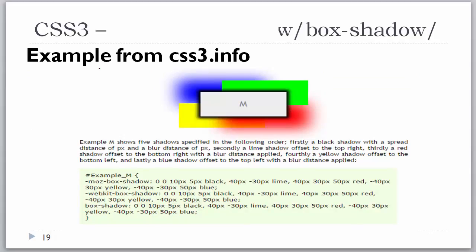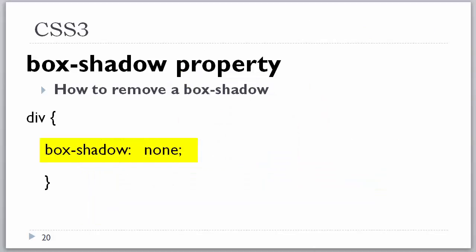And here is an example from CSS3.info, an excellent resource, by the way, where we have multiple shadows with different offset values here, which make an interesting effect. To remove a box shadow property, simply set the value to none.